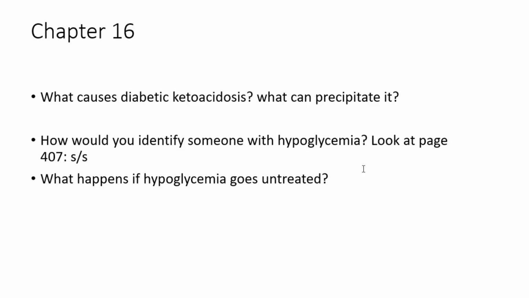How do we identify somebody with hypoglycemia? Let's look at page 407. You have your signs and symptoms. Initially, you may see some slurred speech, poor concentration, lack of coordination. A lot of times people will think someone is intoxicated because of the way they're acting. But then the sympathetic nervous system will kick in and you're going to see increased pulse, pale, moist skin, anxiety, and tremors. If this goes untreated, we can have loss of consciousness, seizures, and death.